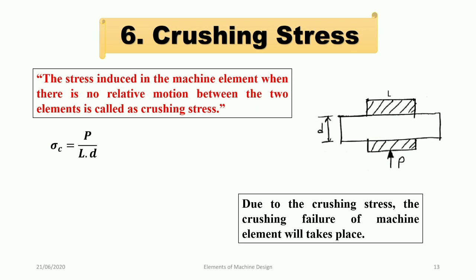Now, up to this point, we have seen six types of stresses. For six types of stresses, there are six types of failures, and that failure criteria we have to see in the next chapters of elements of machine design.